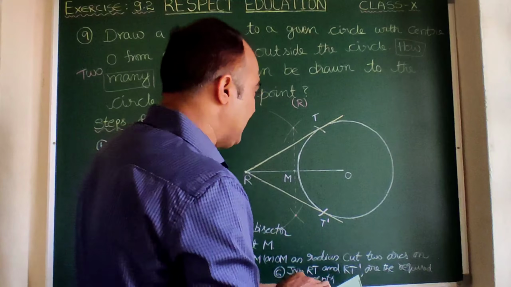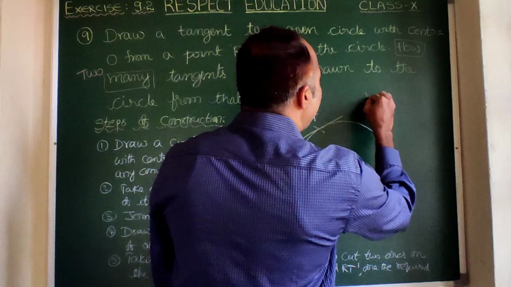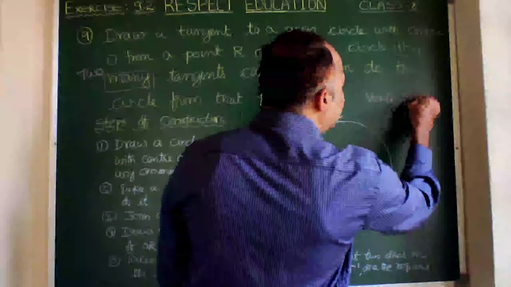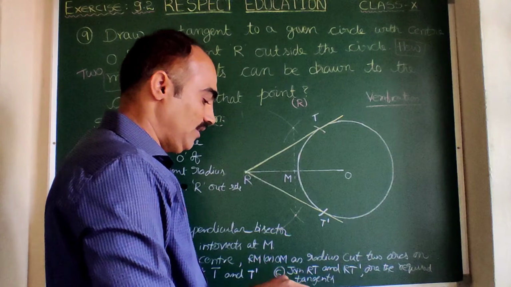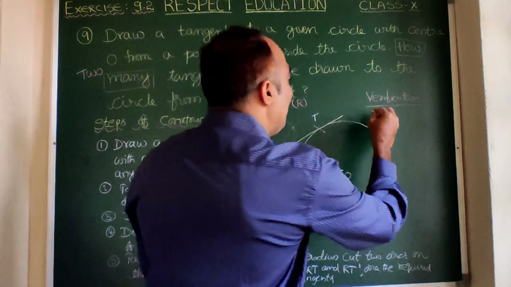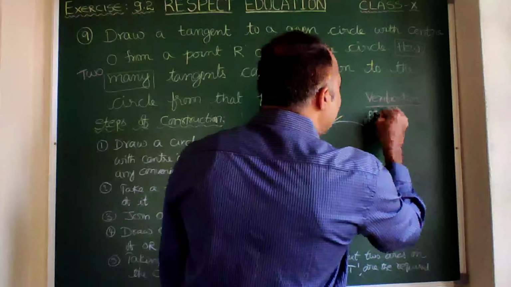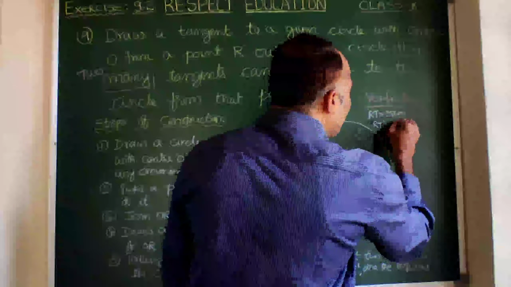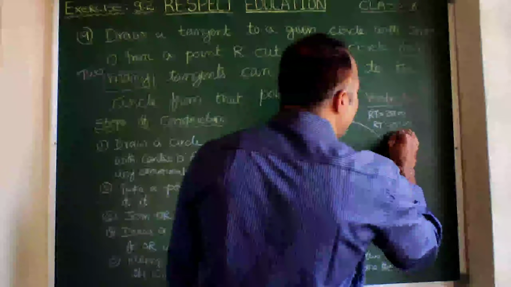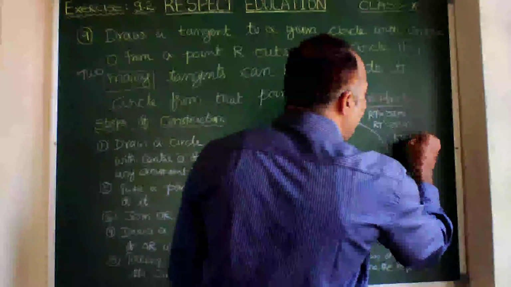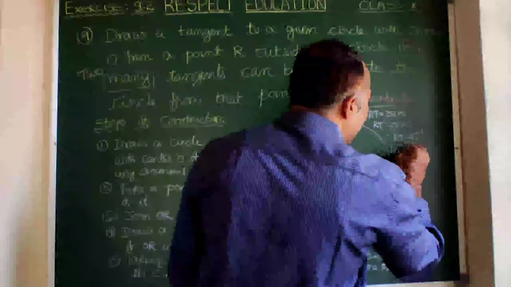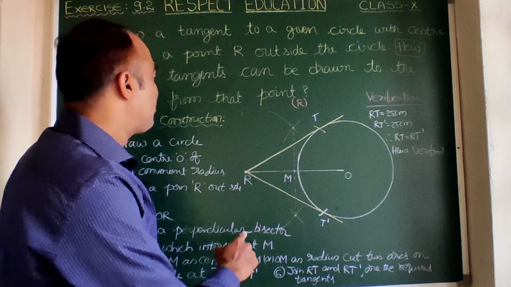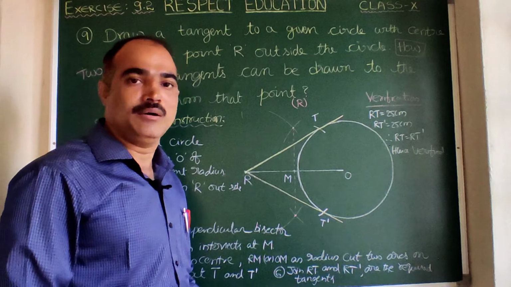That means here we can write it as verification, or you can say justification also. What you need to write here is: RT is equal to 25 centimeter, RT dash is equal to 25 centimeter, therefore RT is equal to RT dash, hence verified. With this, problem number 9 gets completed.